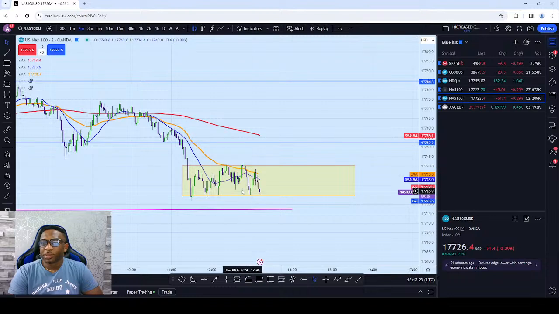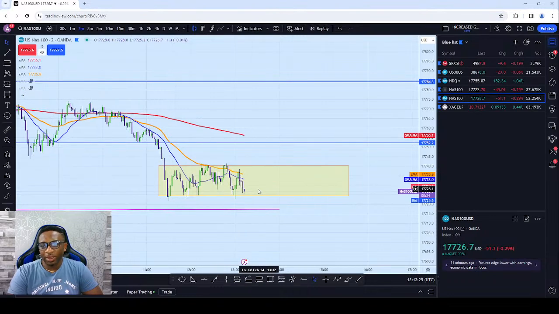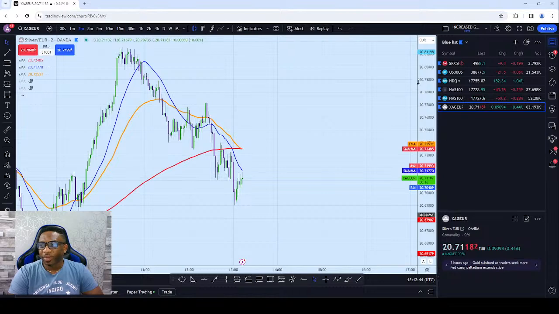So as I said, normally after a good push down, so this push down we had here, after a good push down or up, it tends to trade in a range. So that's exactly what it's doing, coupled with US30. Let's see silver.